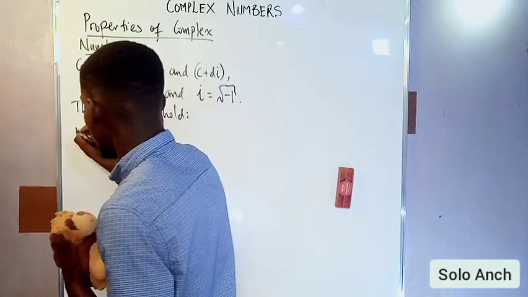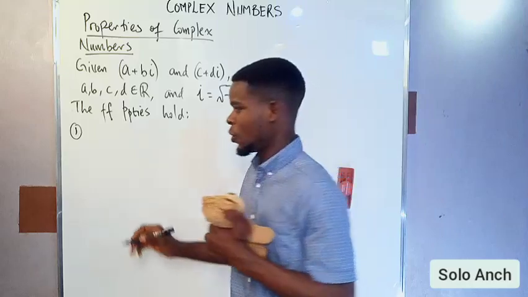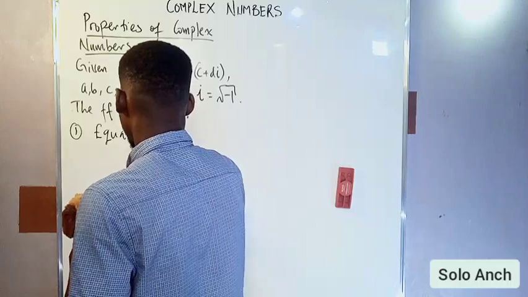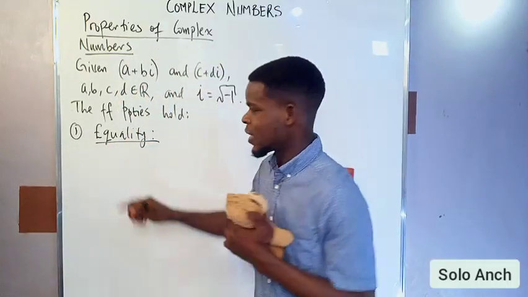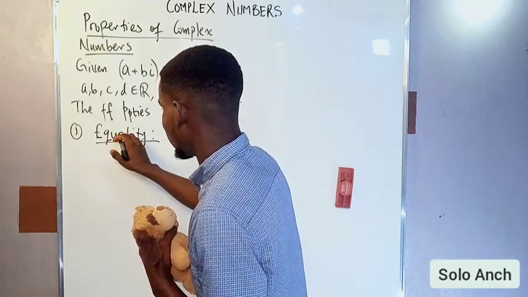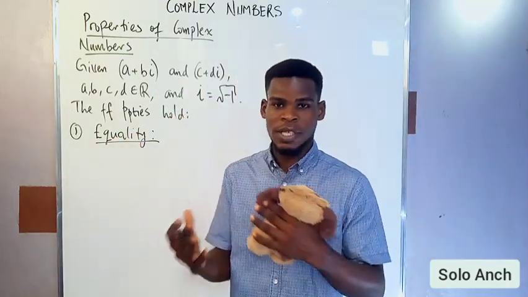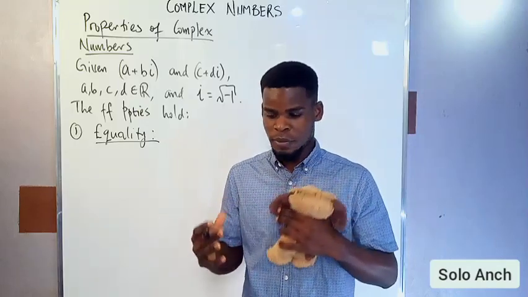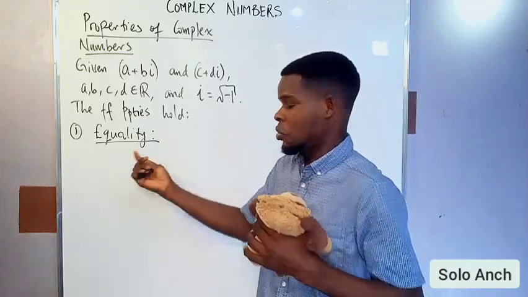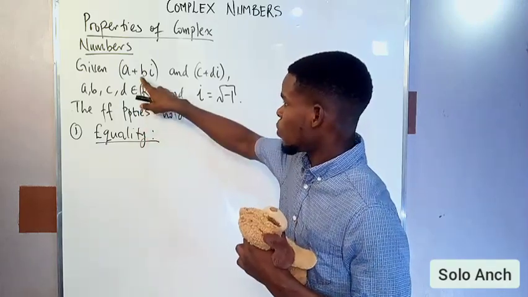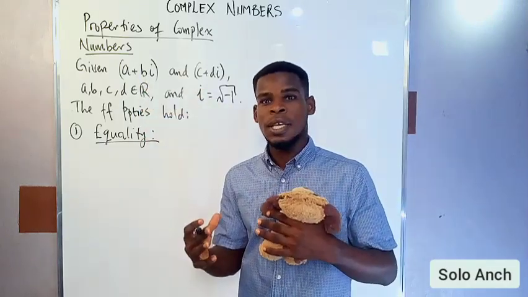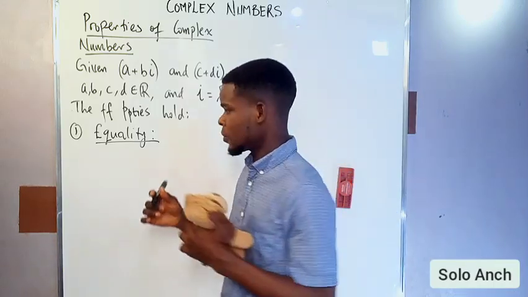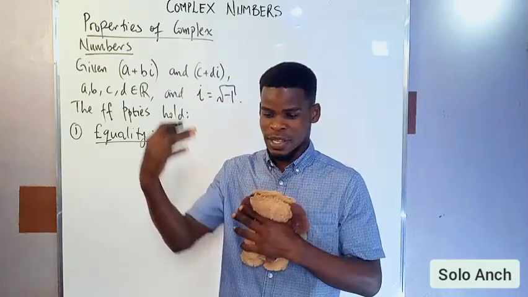So the first one I'd like to look at is equality of complex numbers. When can we say two complex numbers are equal? Well, I'd really like to look at this using a diagram, a representation of complex numbers using a diagram, to explain when we say two complex numbers are equal. But it's also easier this way. Two complex numbers are said to be equal if their real parts are the same and their imaginary parts are the same.